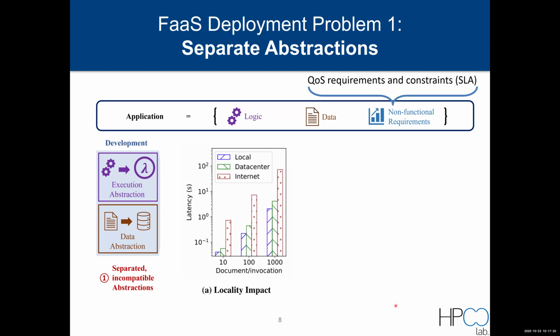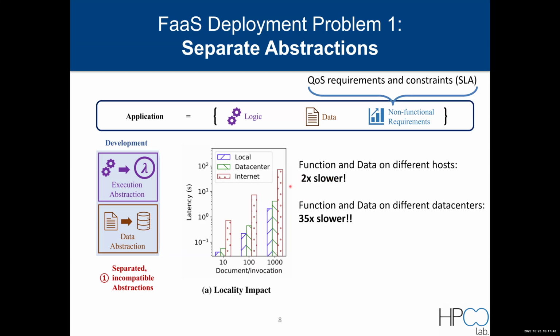We have done some preliminary experiments: if the function and the data are far apart, like over multiple data centers, which usually happens because it's the recommended way to configure serverless to have high availability, you're going to have extremely high latency. Alternatively, in the best case, you can deploy a function and the data on the same host machine, which can be like 35 times faster.